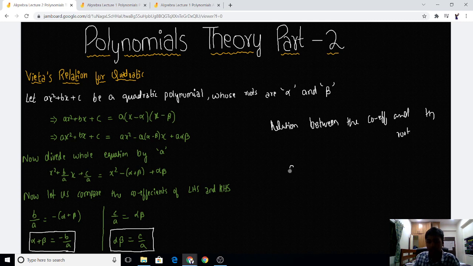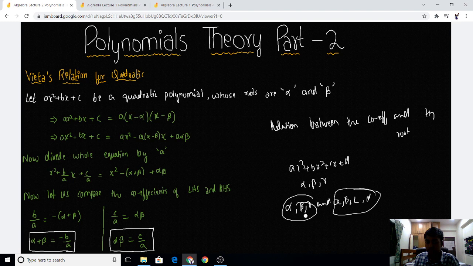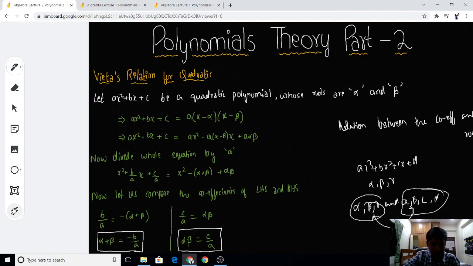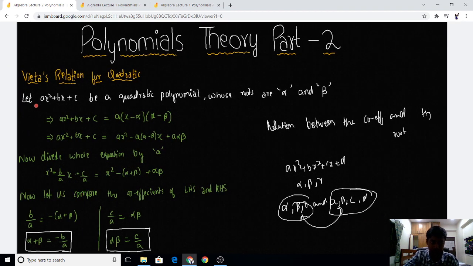So I have a polynomial like ax cube plus bx square plus cx plus d, and the roots are alpha, beta, gamma, because it's a cubic polynomial, so it's going to have three roots. I'm going to give some relation between alpha, beta, gamma, and a, b, c, d. So I'm going to relate these two somehow. So let us look at the relation for a quadratic. We're going to learn it step by step.